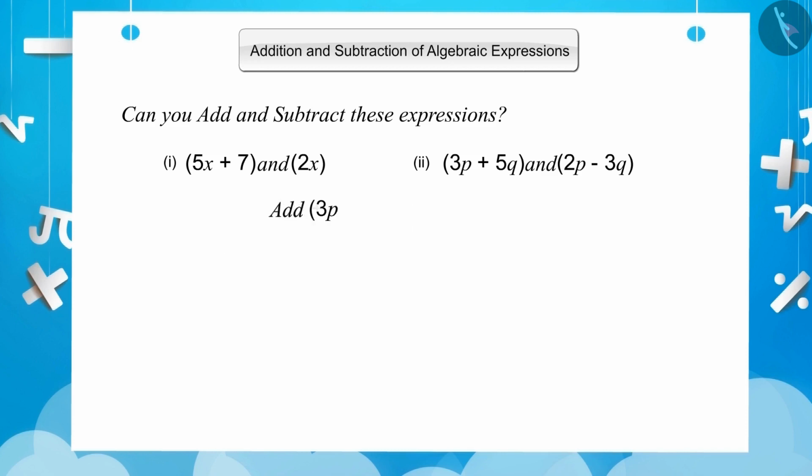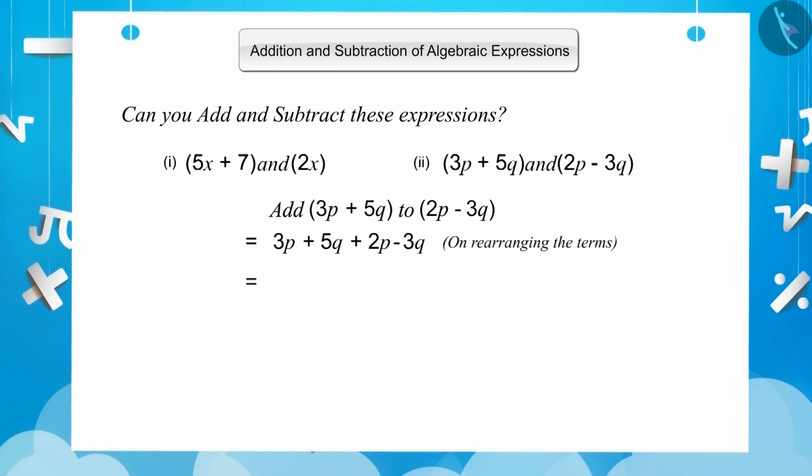Sum of 3p + 5q and 2p - 3q. 3p + 5q + 2p - 3q. Here, 3p and 2p, and 5q and -3q are like terms, so we can rearrange to get the like terms together. (3p + 2p) + (5q - 3q). By combining the like terms, we get 5p + 2q.